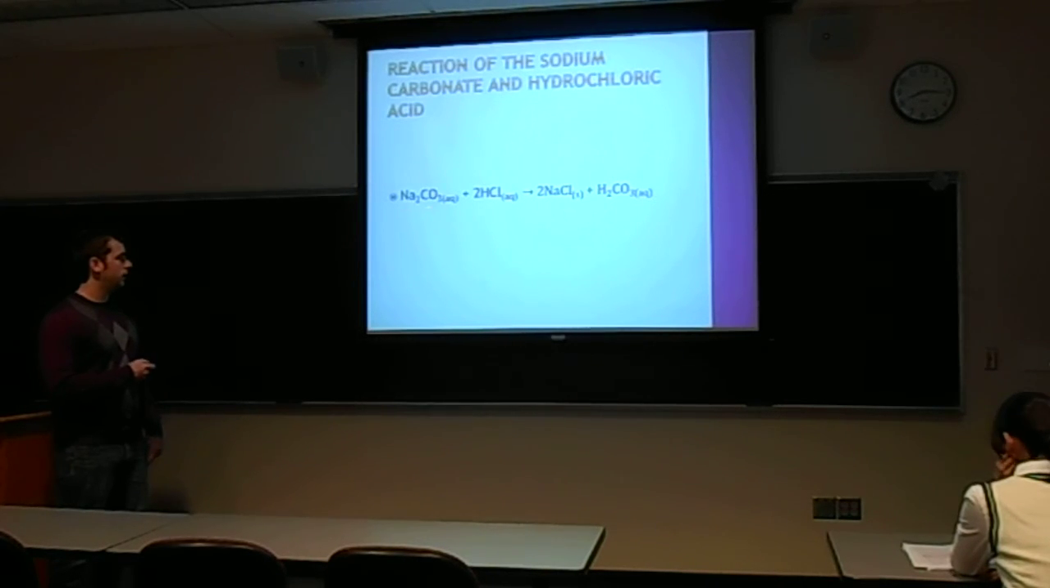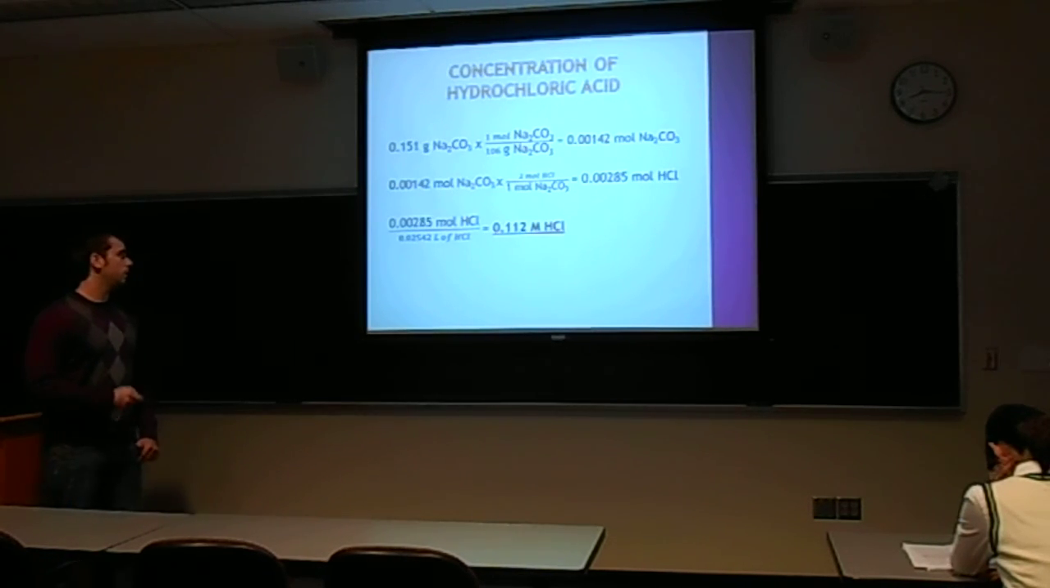We had to create a reaction for sodium carbonate and hydrochloric acid, and when you balance the equation, that's what it looked like. We took the grams of Na2CO3 and divided by the total mass of the Na2CO3 to find the moles of the Na2CO3. Then we took that answer and multiplied it by the stoichiometric ratio to find the moles of the HCl. Once we had the moles of the HCl, we used the liters of the HCl that was used in the lab and found the molarity of HCl, and I found that to be 0.112.